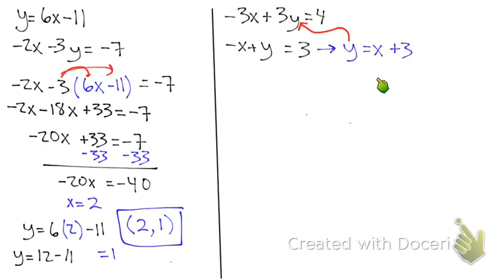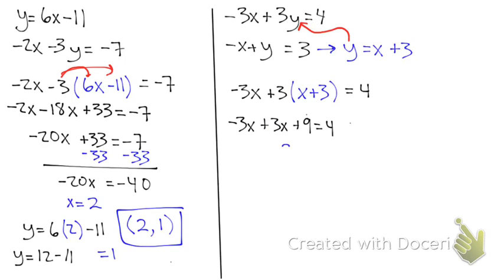So now that y is isolated, we just have a y alone. We're going to take it and plug it into the other equation where y is. So then we have negative 3x plus 3, parentheses, instead of y, we're going to put x plus 3 in that spot, equals 4. So from here, distribute and combine terms, then try to solve for x.